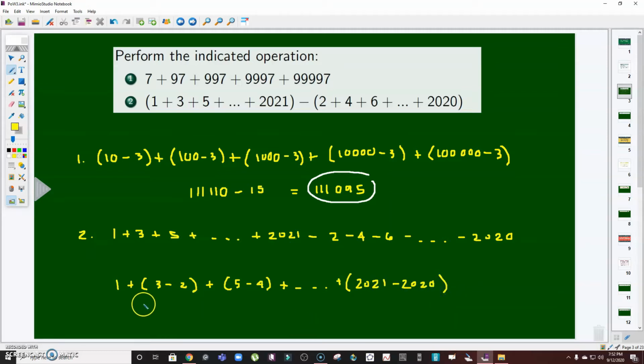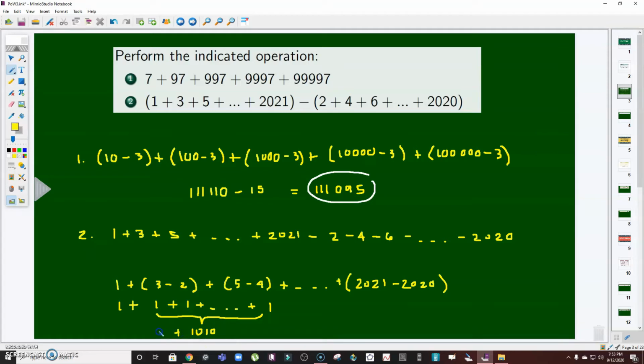See that? Okay, so of course, I have to copy this one. This 3 minus 2 is 1. This 5 minus 4 is 1. And so on. Okay? Plus, this 2021 minus 2020 is just 1. Now, the question is, how many 1s are here? Alright, so, numbers 2 to 2021 is just 2020. But since you subtract by pair, therefore 2020 divided by 2 is just 1,010. Okay, so it means to say there are 1,010 ones.